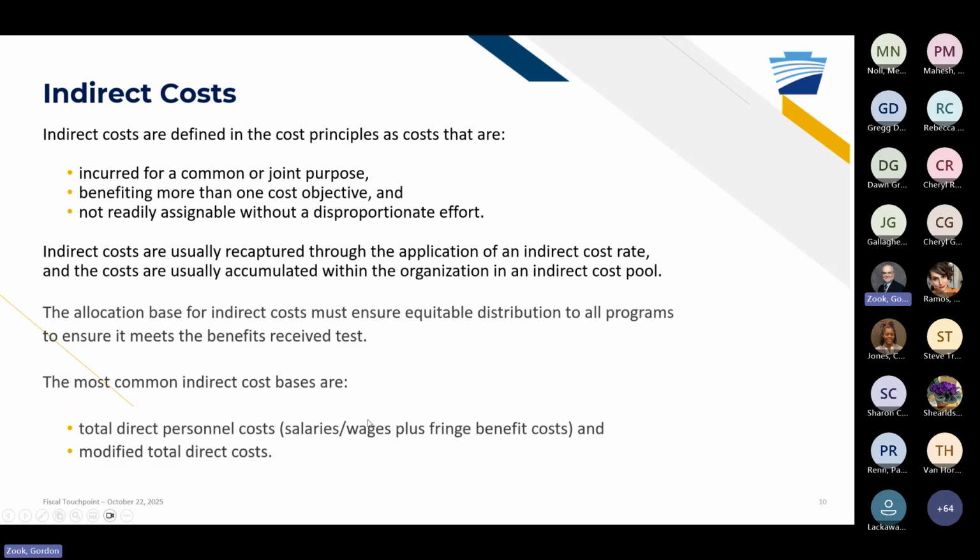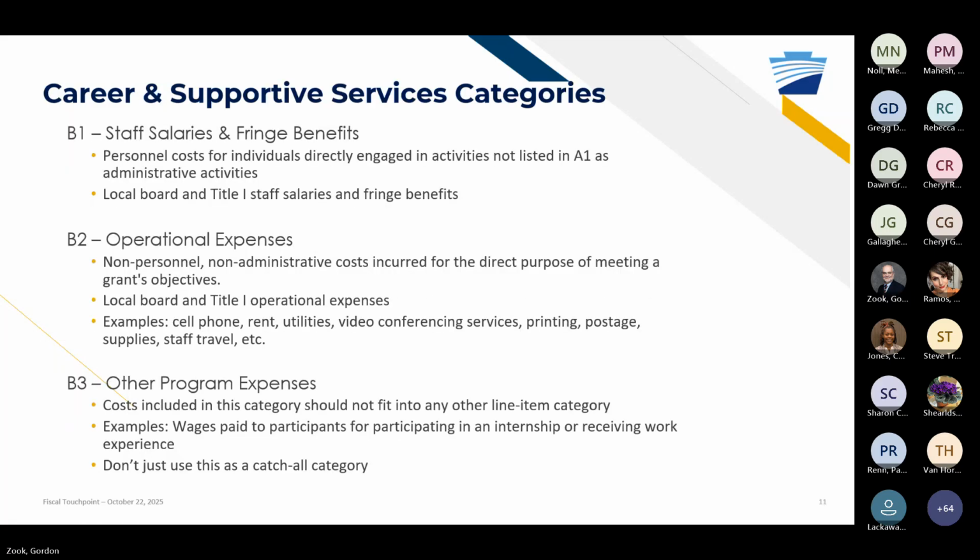Typically, the most common bases are total direct personnel costs. So you take your salaries and wages and fringe benefits that are directly chargeable to each grant, and use that proportion to allocate out your indirect costs. Or you can also use a modified total direct cost basis to assign those indirect costs. Okay.